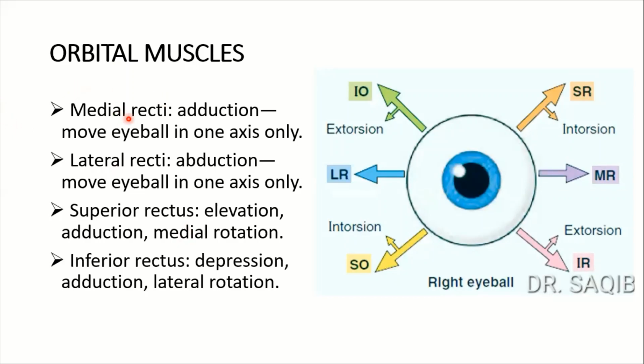So now I will focus on the medial recti, right? The medial recti, as this is medial, will do the adduction. Medial recti cause adduction, so they move the eyeball in one axis only. Told you already, one axis of medial rotation. And the lateral recti, right? They will cause abduction. See, right? They also move the eyeball in one axis only.